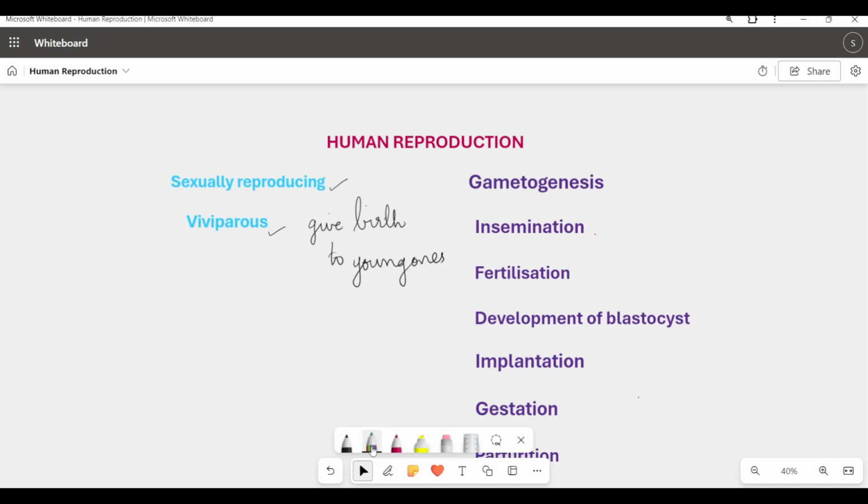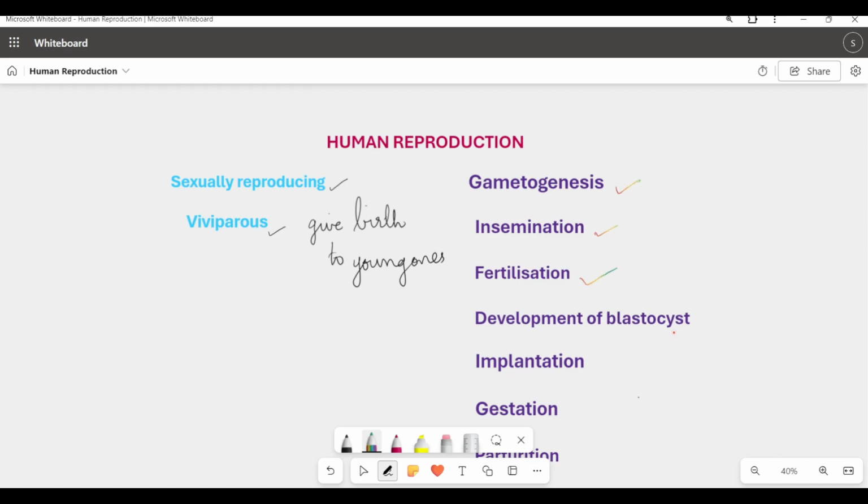The reproductive events in human reproduction, that is sexual reproduction, can be listed out like this, or sequentially written like this. The first one is gametogenesis. Gametogenesis is nothing but the formation of gametes. Then insemination. Insemination is introducing the gametes into the female body. And once the male and female gametes meet, they undergo fertilization.